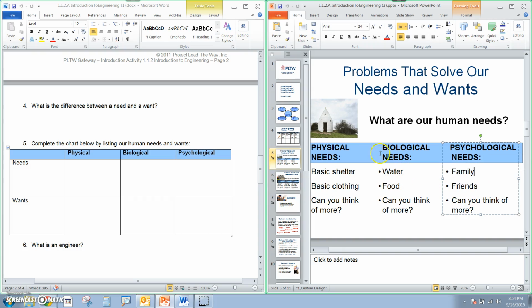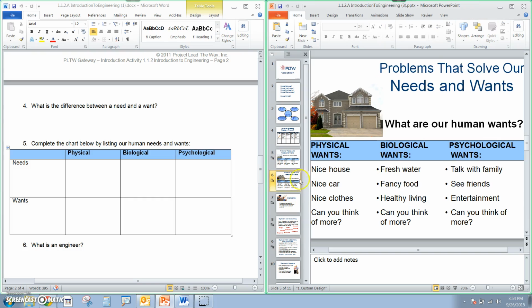Now, what's the difference between a need and a want? So, let's go to wants. We have a nice house. You don't need a nice house. You want a nice house. And a nice car? You don't need a car at all. In fact, a lot of people walk to work, or bike ride, or even work from home. So it's not necessary to live. You will live without a car. Clothing. You need clothing, but you don't need nice clothing.